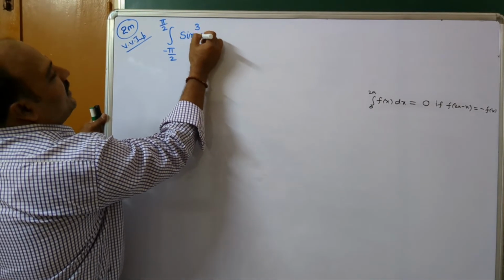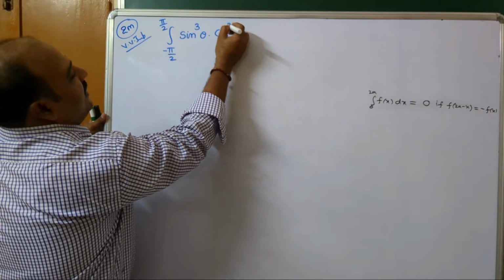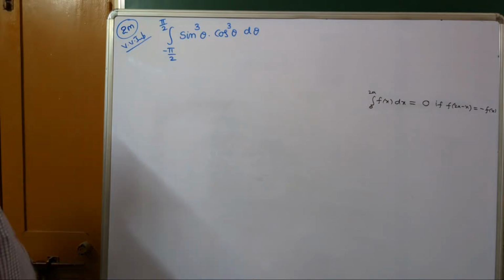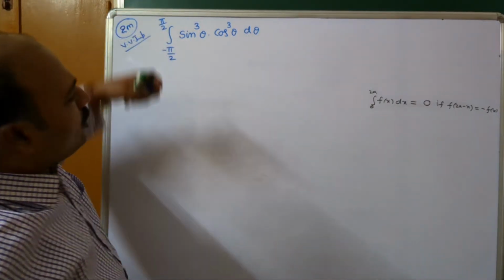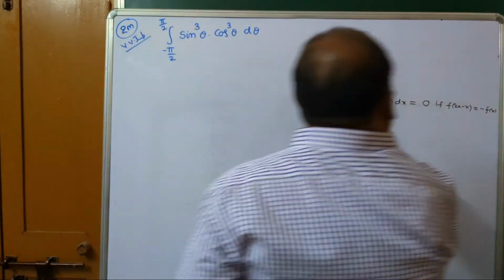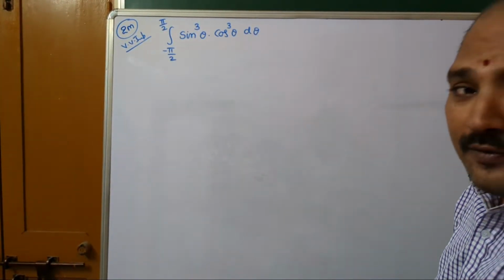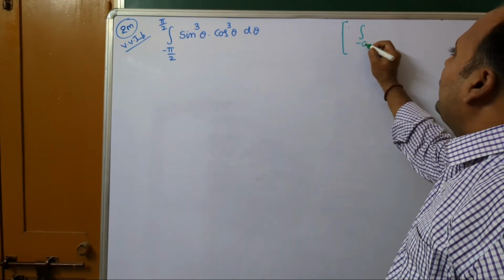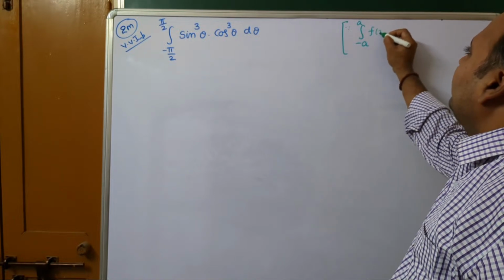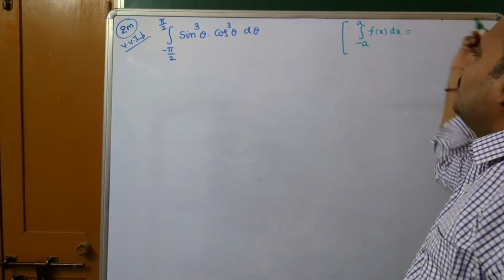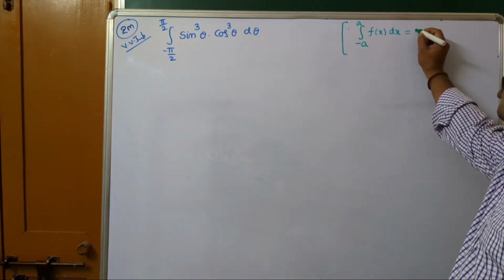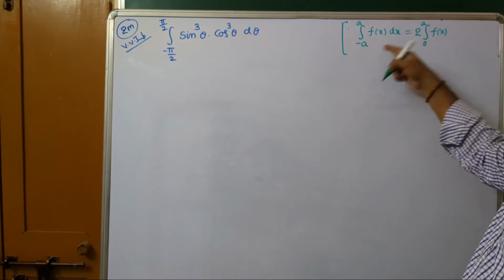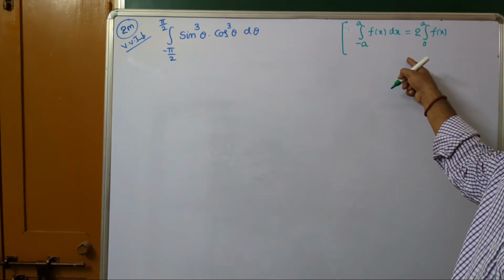sin power 3 theta into cos power 3 theta d theta. In place of x, they kept theta. Whenever minus pi by 2 to pi by 2 is there, again I will write the formula, dear students, according to your convenience. Integral minus a to a f of x dx is equal to 2 times integral 0 to a f of x dx. All these proofs are also available in the Play Store, in our playlist.